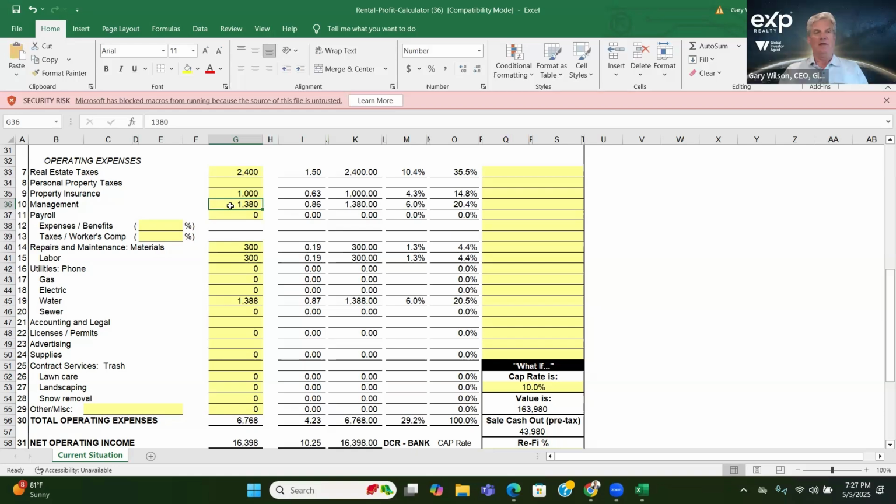Yeah, yeah. Now here's something a lot of investors will leave blank. It's management. They're going to say, well, I'm going to manage it myself. Let's just do a quick hand raise. Who here, when you get your first rental property, would like to manage it yourself to save that expense? Because I know I did for several properties.